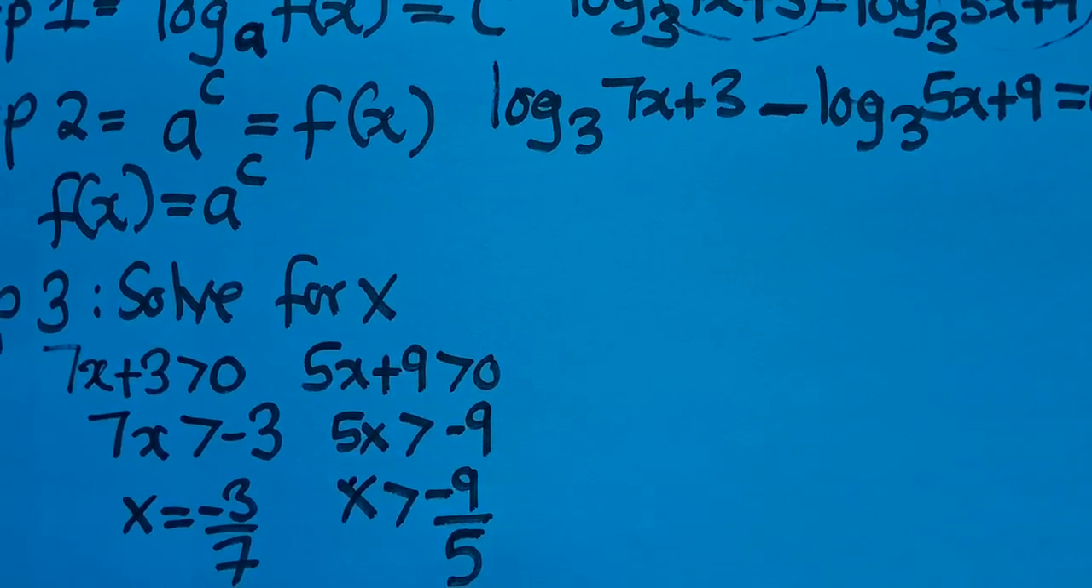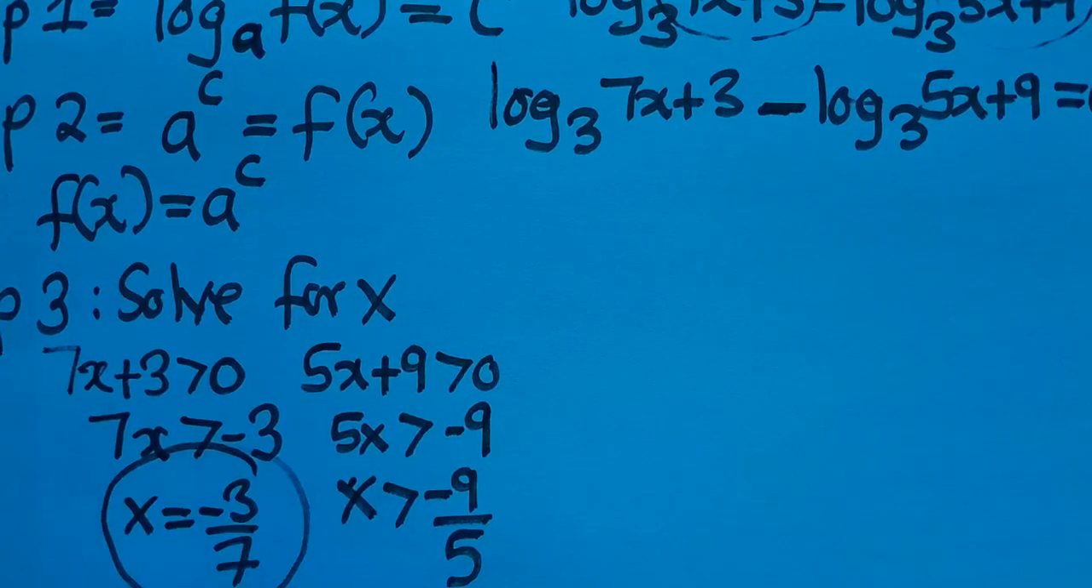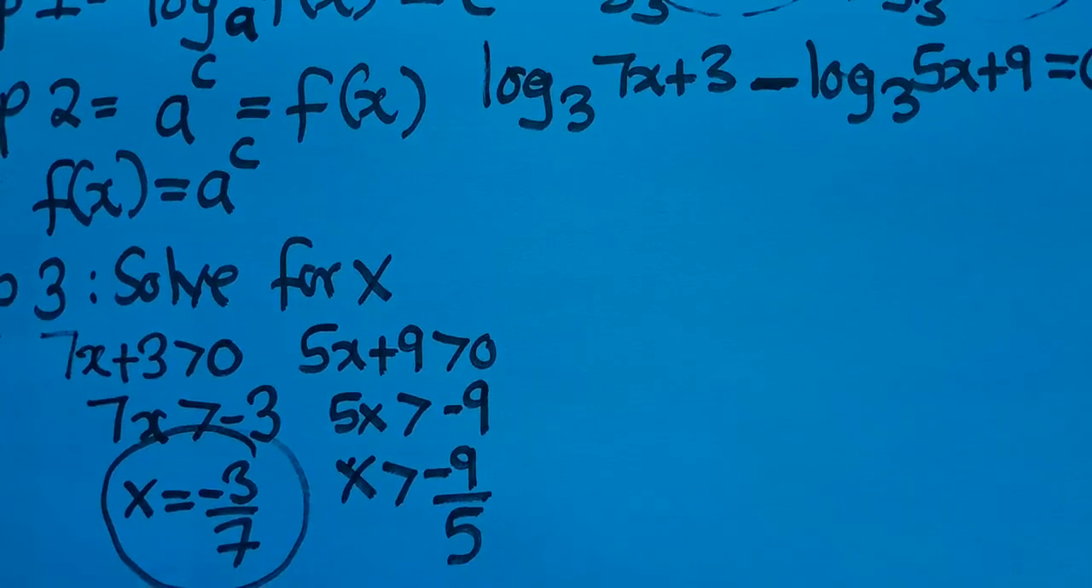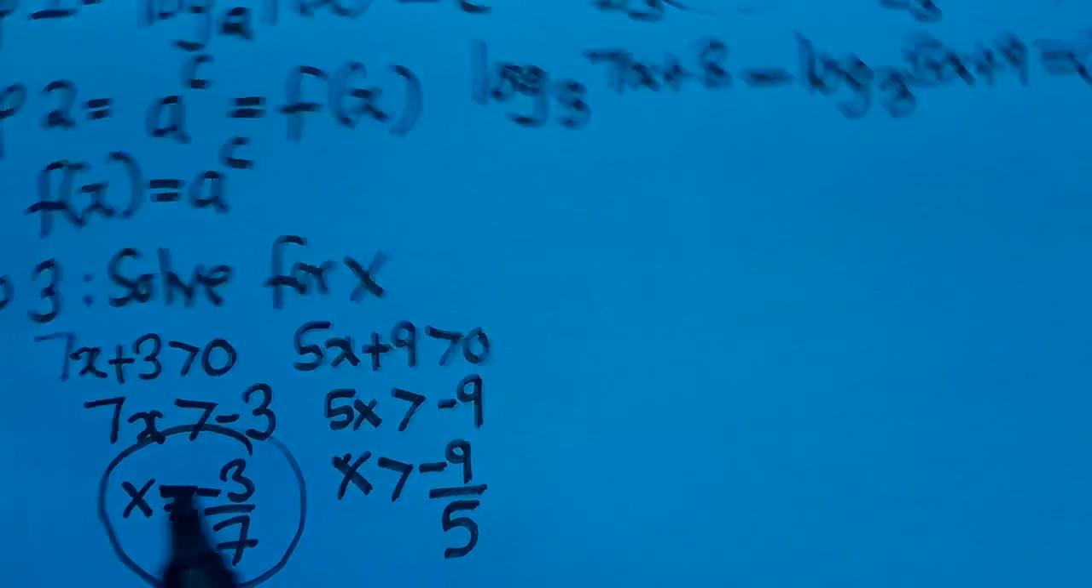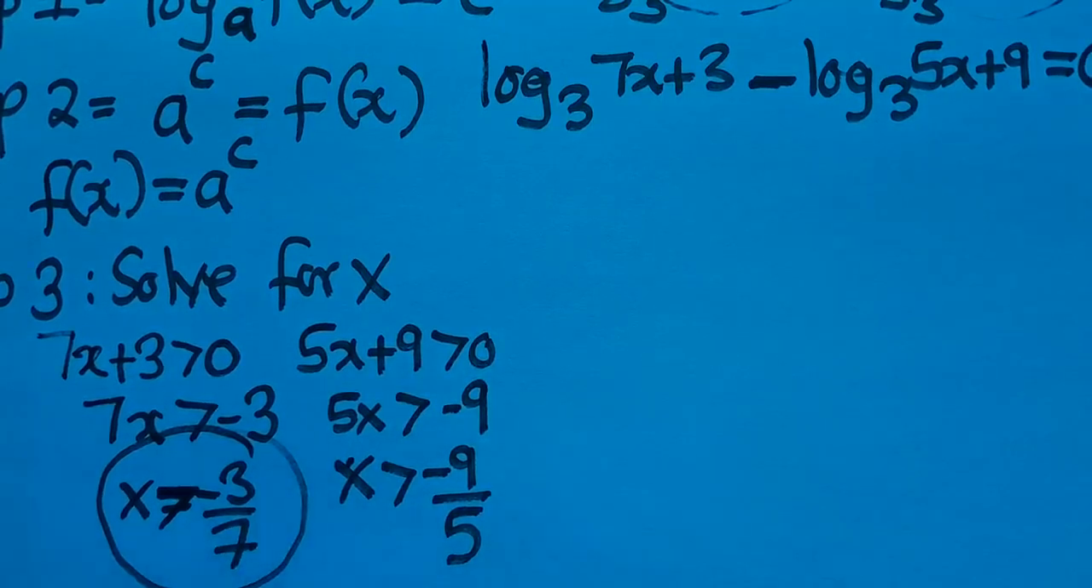So which one is bigger than the other? The one which is bigger is negative 3 over 7. So we need to make sure x is greater than, not equal to, greater than. So x should be greater than negative 3 over 7. Any answer that is less than this means that the logarithmic equation has no solution. Once you understand this, everything becomes simple. This is what you need to get and understand.